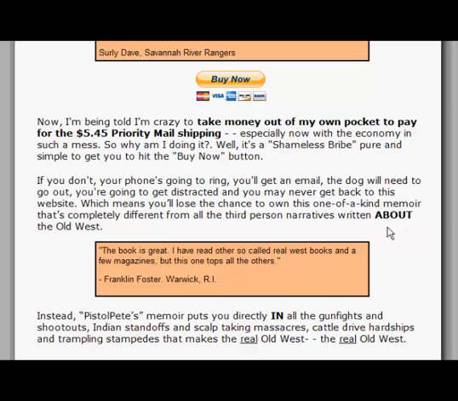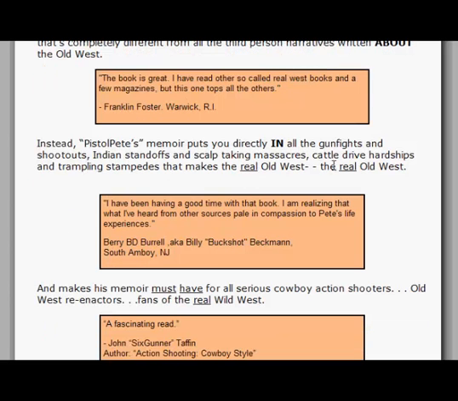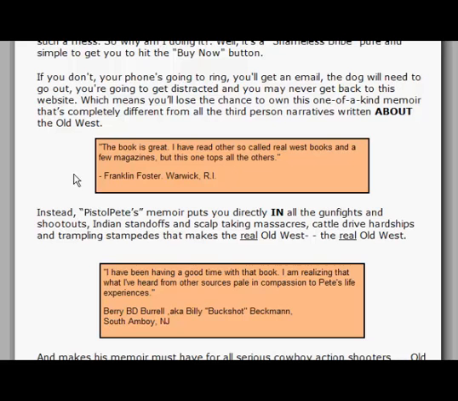Fear of loss, about the Old West. The book is great. Pistol Pete's memoir puts you directly in all the gunfights and shootouts, Indian standoffs, scalps, massacres, and makes this memoir a must-have. The way in which you have these testimonials here so close, I would suggest that you place them all together in one long box. Another suggestion I'll make for your testimonials: if you can get pictures of the persons who have given you the testimonial, a little mugshot of them, that would add some credibility to the testimonial.